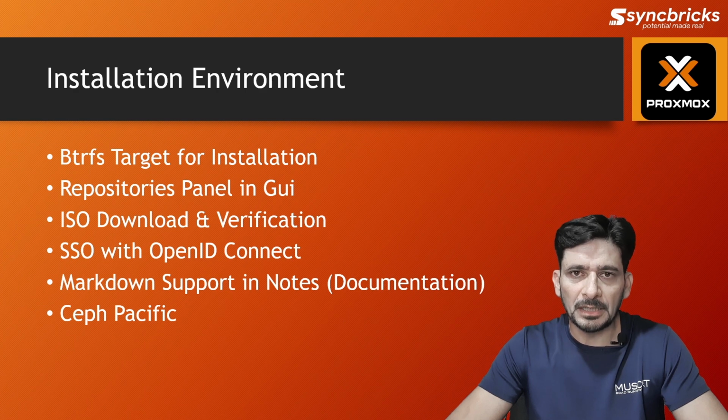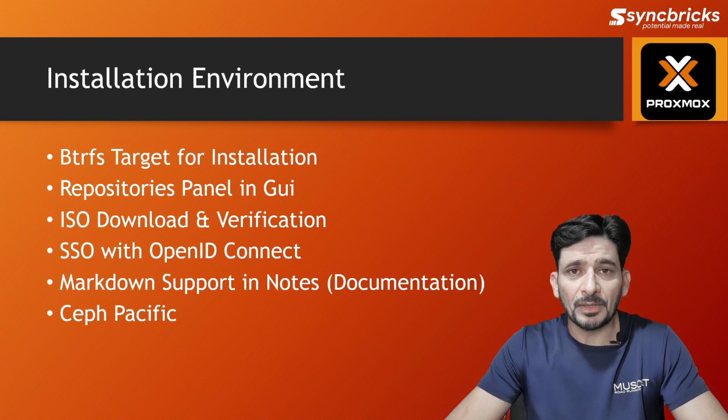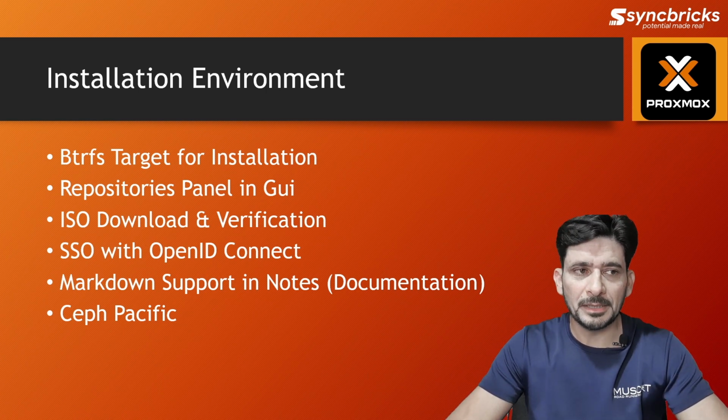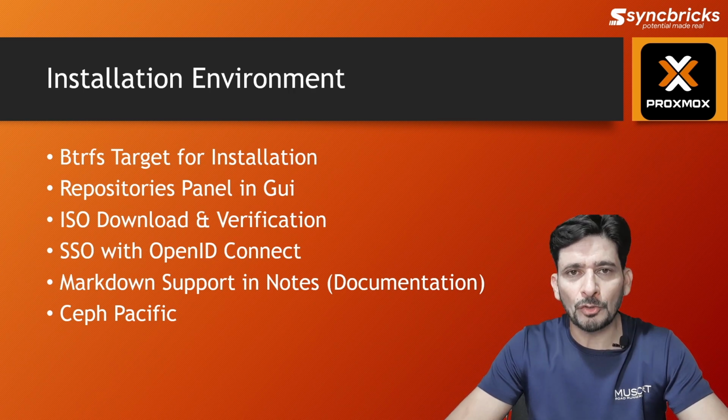The Btrfs target is available for the installation. In the GUI itself, you can disable or enable the repositories. Then you can download the ISO file directly from a URL. Single sign-on technology is integrated with this, and you can use OpenID Connect. Then there is Markdown support in notes, which helps you with documentation.